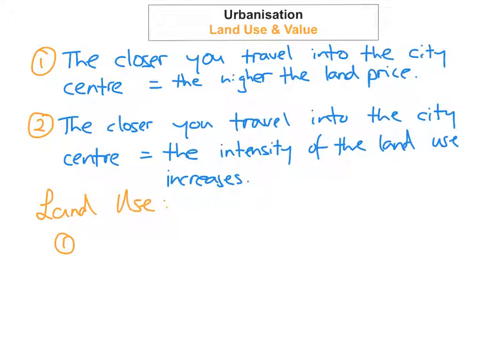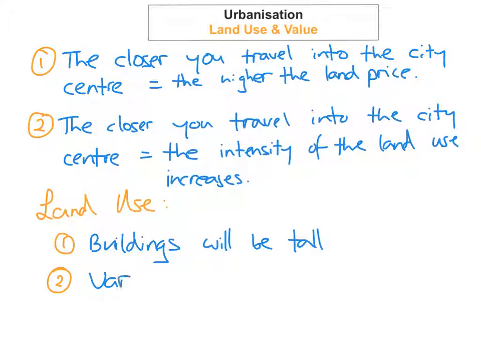If the intensity of the land use increases, then what you tend to find is the buildings will be much taller. This is because if land price is very expensive and the land is used quite a lot, buildings will be built up, so you'll get a lot more skyscrapers, and the buildings will be used for a variety of purposes.